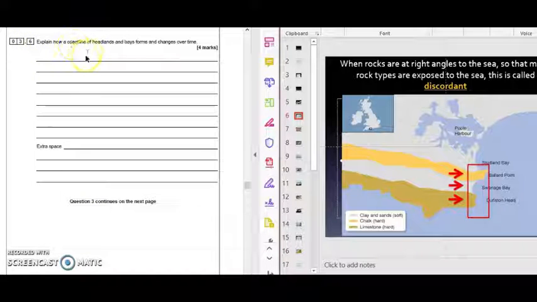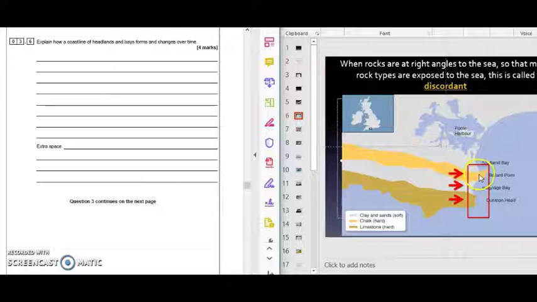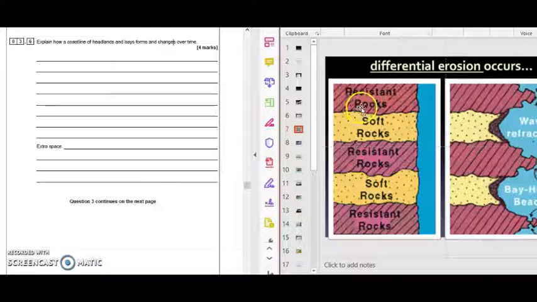3.6. Explain how a coastline of headlands and bays forms and changes over time. So this idea of changes over time seems to be very common in the exams. So loads of keywords here. First of all, you've got a couple of different types of coastline. The one where you've got loads of different types of rock touching the water here is called a discordant coastline. Discordant. So I would say at a discordant coastline, you've got hard rock and soft rock.